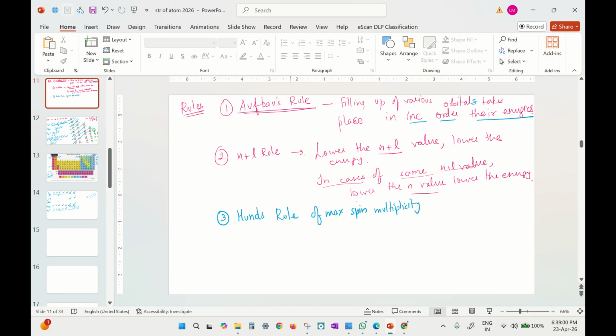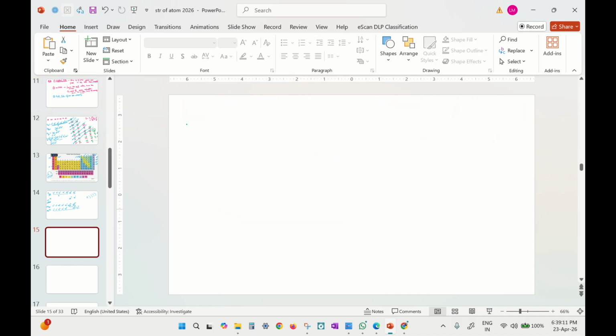Hund's rule, or simply Hund's rule, or you complete it and say Hund's rule of maximum spin multiplicity. So what does it say? Now, I'm going to write the electronic configuration of some elements. Say, for example, I'm going to write it for copper, zinc. At the end of maybe today's class, we will discuss the abnormal electronic configuration of copper and chromium.